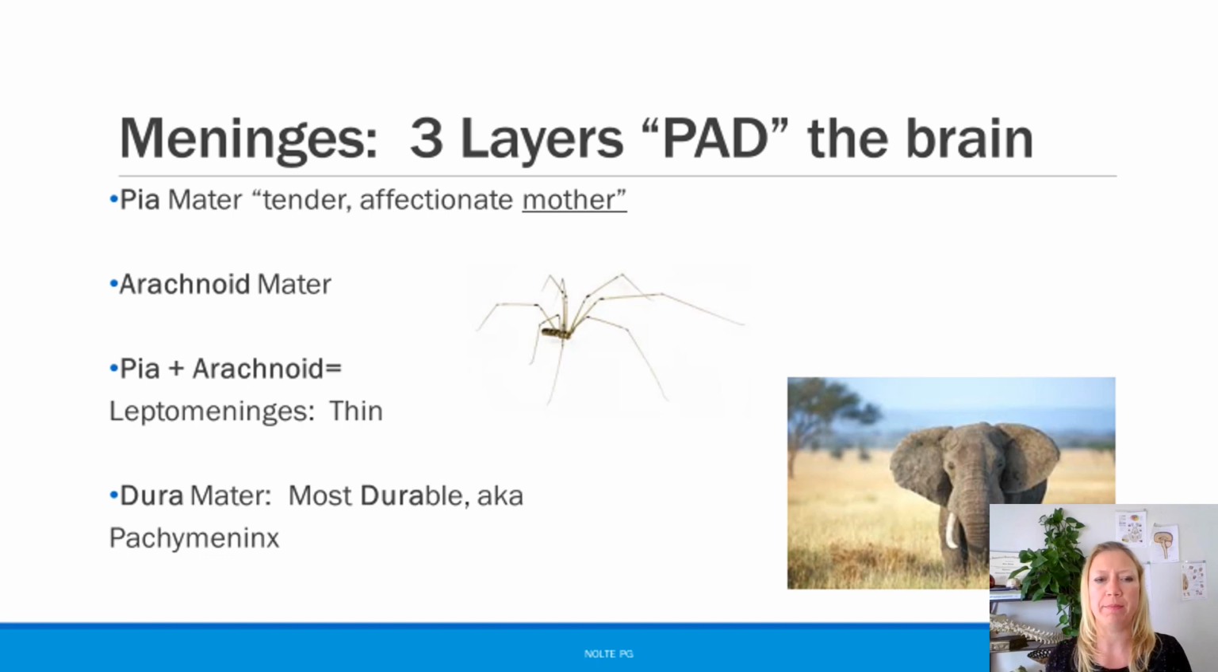Good, so remember that pia and arachnoid are thin, and we can call those the leptomeninges. Remember lepto, leptin, right? So thin. And then dura mater is the pachymeninx, that's singular for meninges, and that is very durable. And think of a pachyderm, or an elephant.